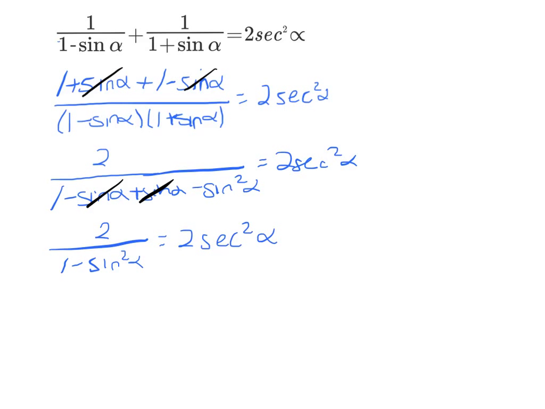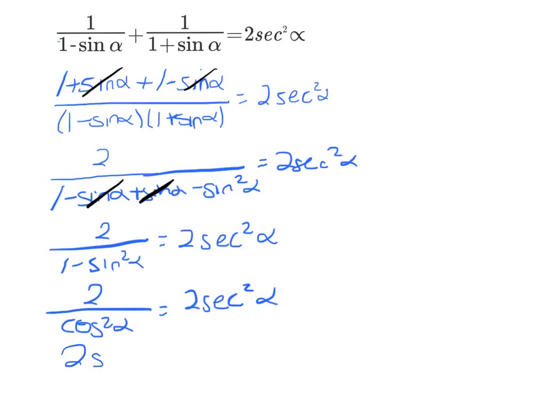1 minus sine squared, we can rewrite that. 1 minus sine squared is cos squared. That's one of your Pythagorean identities. And now we can use a reciprocal identity. We've got 1 over cos squared over here, so we can move that to the numerator, and get 2 secant squared equals 2 secant squared.